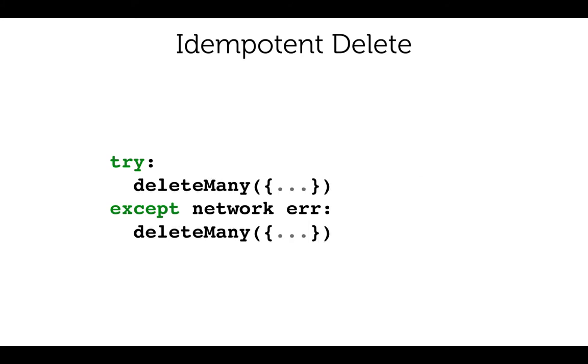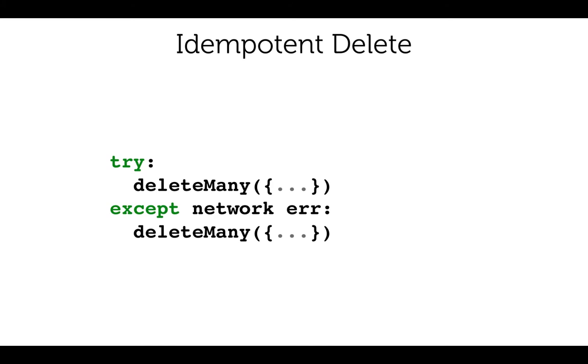And delete many is even easier. If we delete all the documents that match a filter and we get a network error, then we can safely try again, because deleting them all again is a no-op if the first one succeeded. So what about updates?